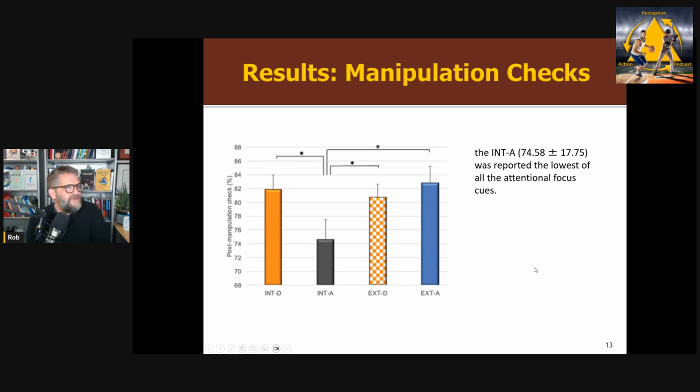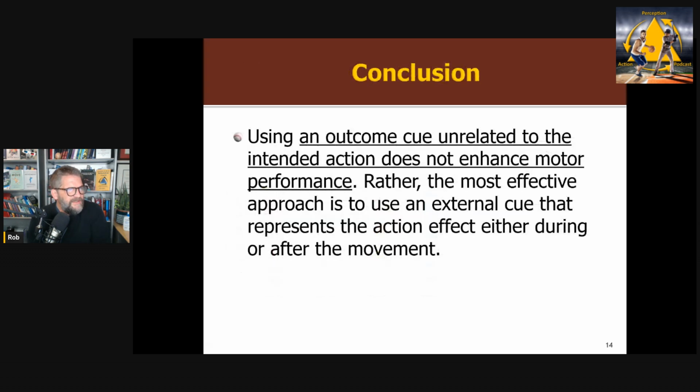Okay, so the conclusion, what they found was that the most effective cue is an external cue that represents the action. It doesn't seem to matter, you get this distance effect. It doesn't seem to matter whether it's during the action or after the action. They both had effect. As I noted, using an outcome cue unrelated to intended action does not enhance motor performance, right? So having a spatially distant, temporally distant, internally focused cue doesn't seem to result in good performance, right?